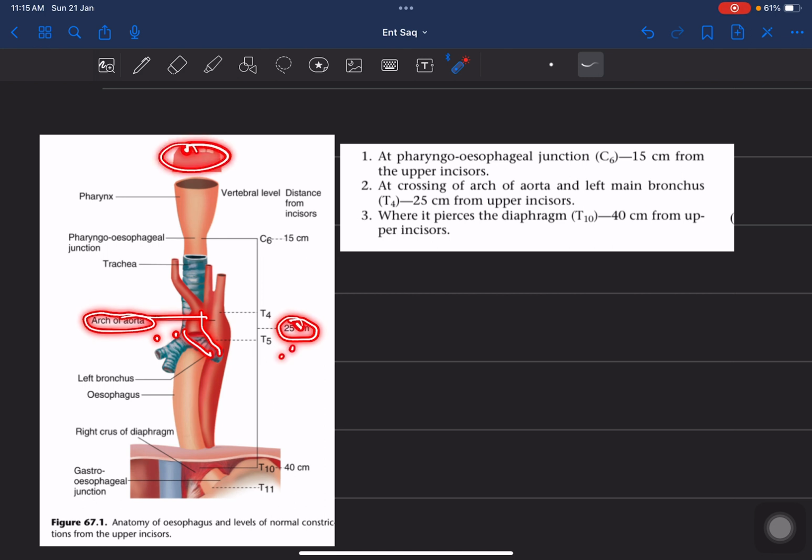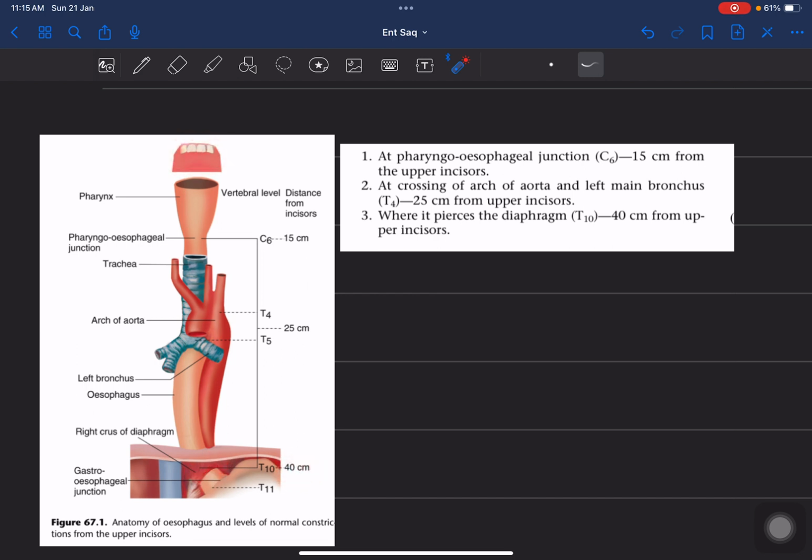Similarly, where is our third constriction? The third constriction is where our esophagus pierces the diaphragm. As you can see here, it is piercing the diaphragm. At this level there is another constriction, and it is 40 centimeters from our upper incisor. So we are clear, I think.